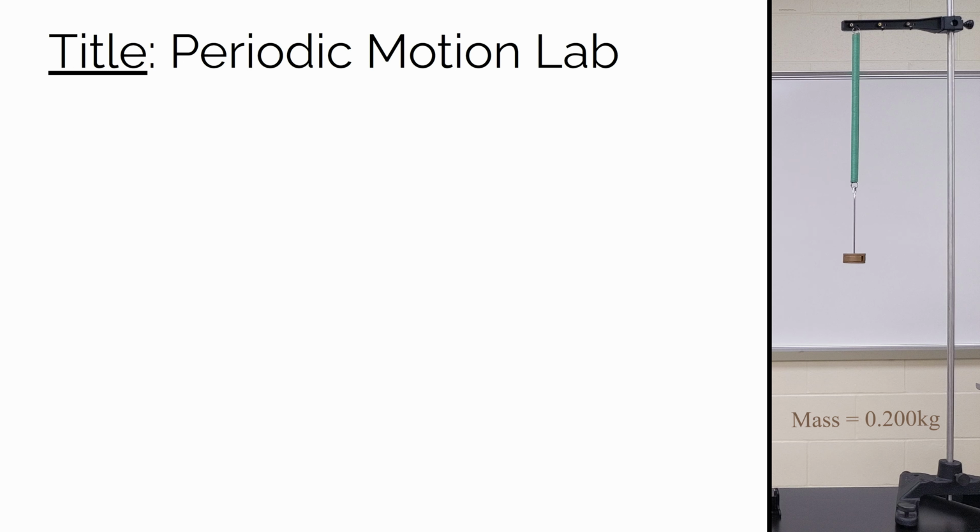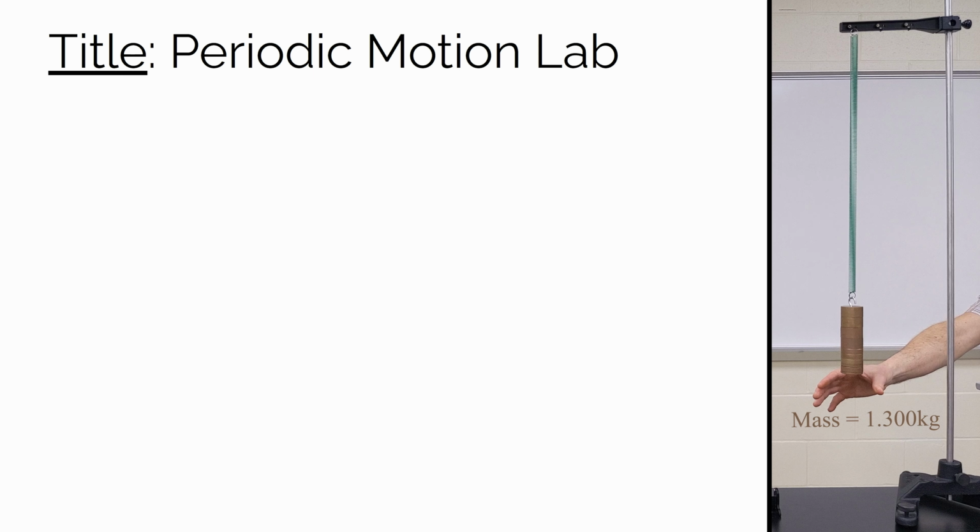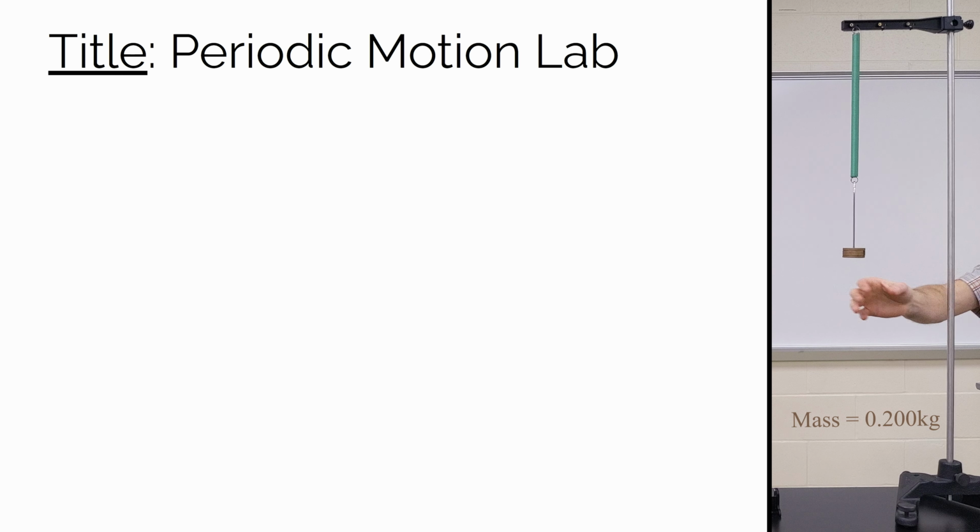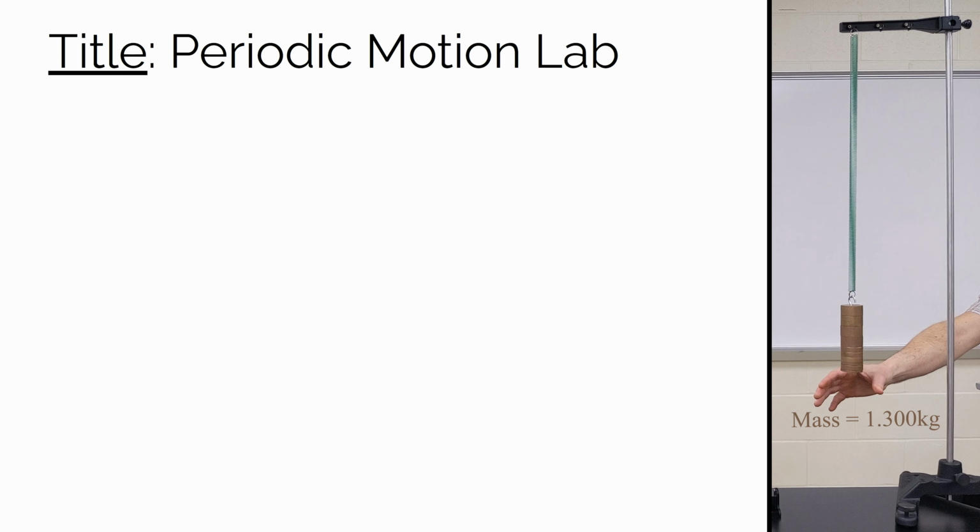For our next laboratory investigation, we're going to be taking a closer look at periodic motion, specifically for spring mass systems. We've already talked about in class how if you have a mass hanging from a spring and you pull it down and displace it from its equilibrium position, when you let go, it's just going to bounce up and down or oscillate about that equilibrium position.